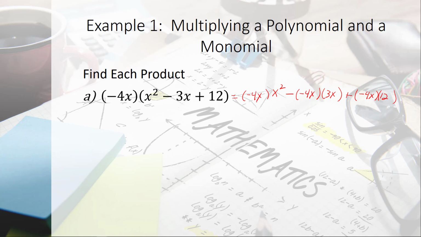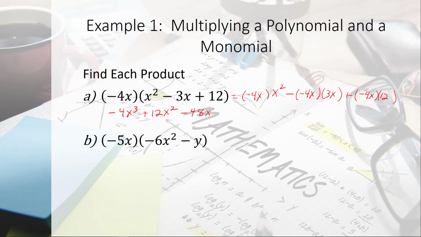All right, so negative 4x times x squared is negative 4x cubed. Negative 4x times negative 3x is negative 12x squared. Taking the minus, that will be plus 12x squared. And then finally, negative 4x times 12 would be negative or minus 48x. Okay, and there's the first example.